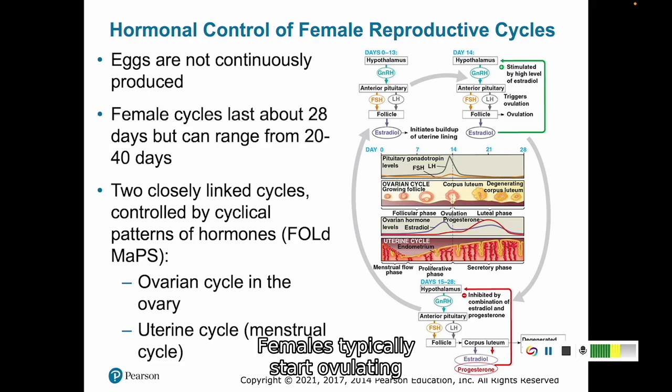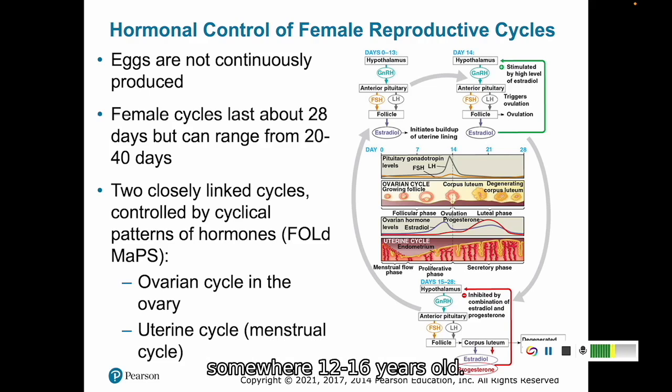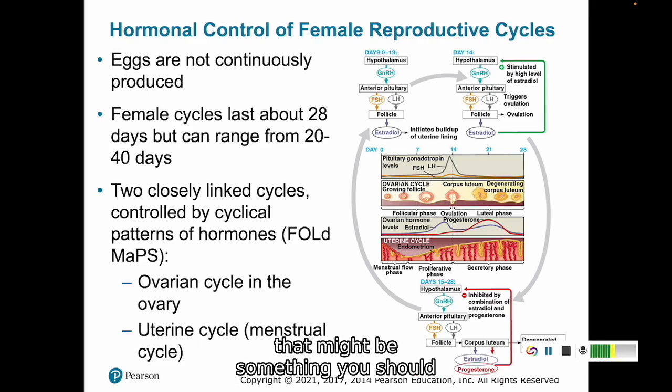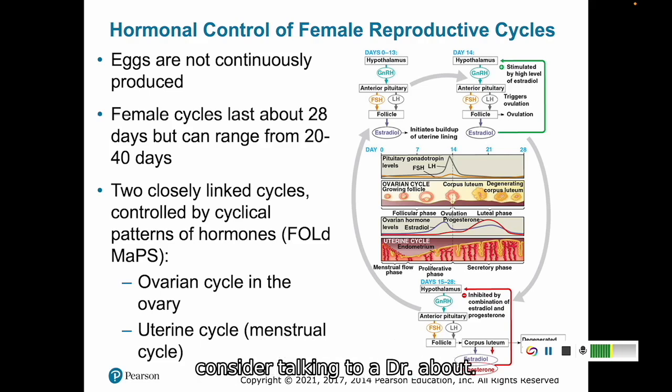Females typically start ovulating somewhere between 12 and 16 years old. So by your age, this is a normal thing for you to be going through. If you haven't started going through your reproductive cycles yet, that might be something you should consider talking to a doctor about.